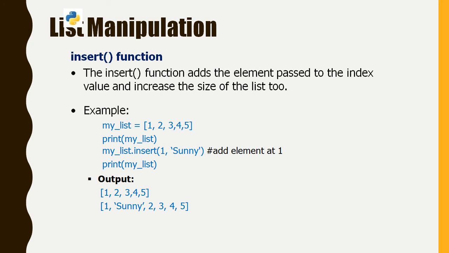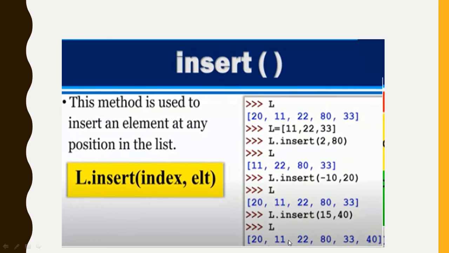Now there is an insert function. What is this? The insert function adds the element passed at the index value and increases the size of the list too. Say the list is 1, 2, 3, 4, 5. If I add 1 comma Sunny, the meaning of which is, at index 1, in place of 2, you have to display Sunny. So what is the syntax? The name of the list dot insert, into that you have to give the index and the value to be inserted.